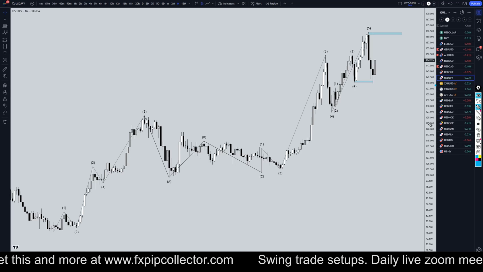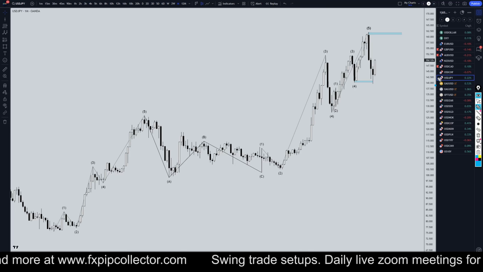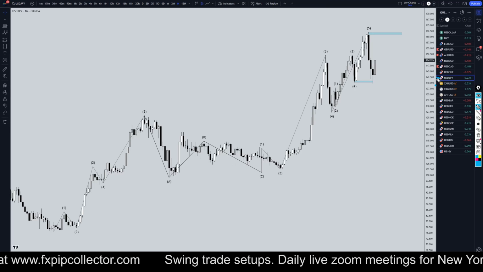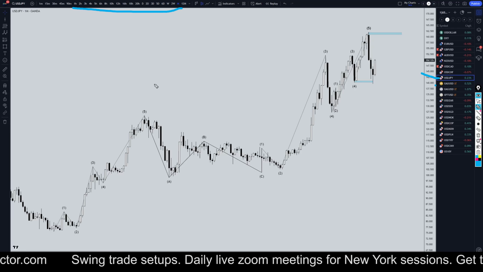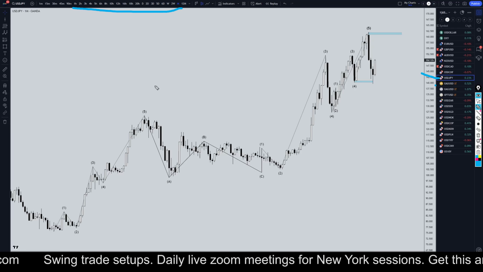Today is Monday, October 21st, and I'm going to be analyzing the US dollar yen, starting on the monthly, working my way all the way down to the 1 hour time frame for the full top-down analysis.